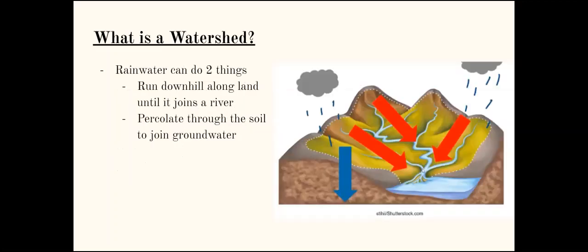Now, when you see rainfall hitting an area like this, a watershed, it can do one of two things. It can either run downhill along the land until it joins a river, or it can percolate through the soil to join groundwater.